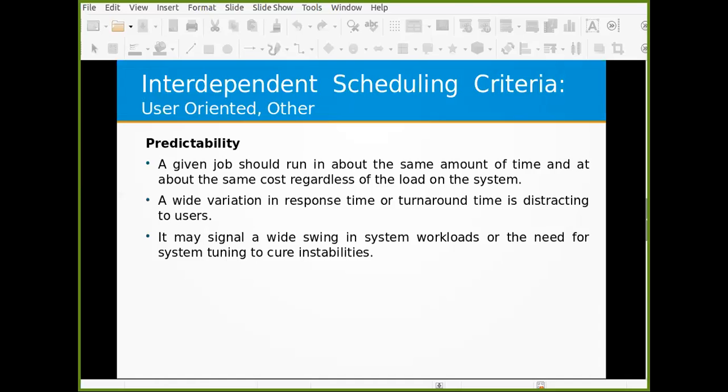If you have a wide variation in response time, let's say one page gets loaded quickly, but then the next page is delayed, taking more time, 1 minute or so, of course it is not acceptable. It may signal a wide swing in system workloads or the need for system tuning to cure instabilities. When you face this kind of problem, it is a signal that your system needs to be taken care of. The system administrator needs to take some steps on that.